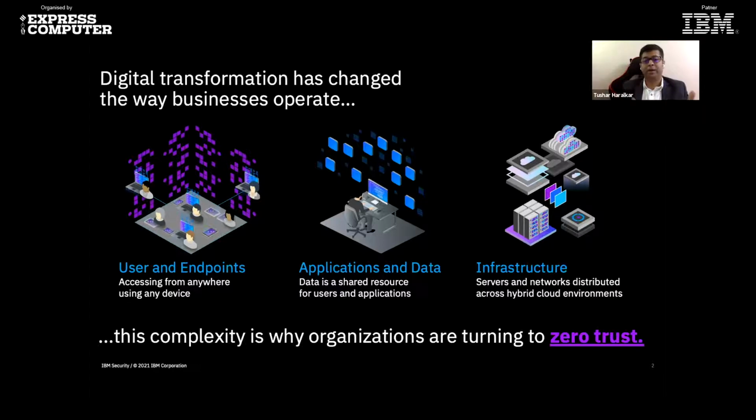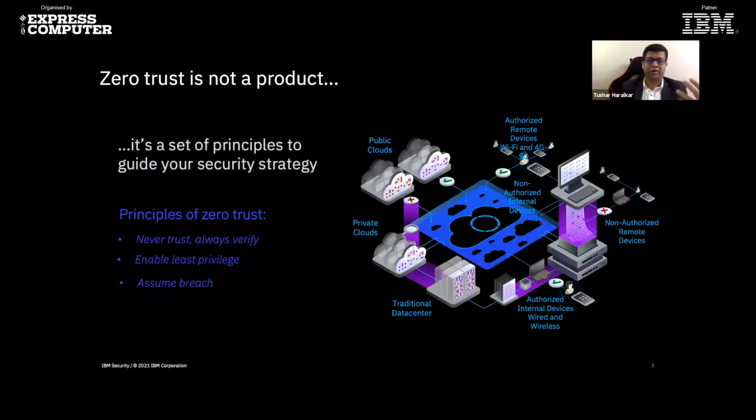So in terms of your applications, your data, your infrastructure, now the data is not residing within the perimeter. It has gone beyond that, right? It is lying across hybrid cloud. So how do we address this complexity, and how do we build the trust across the channels is where we see organizations turning towards zero trust.